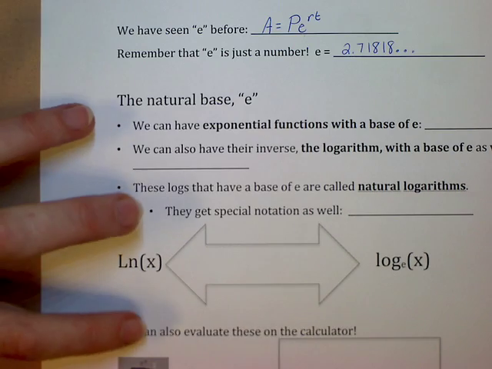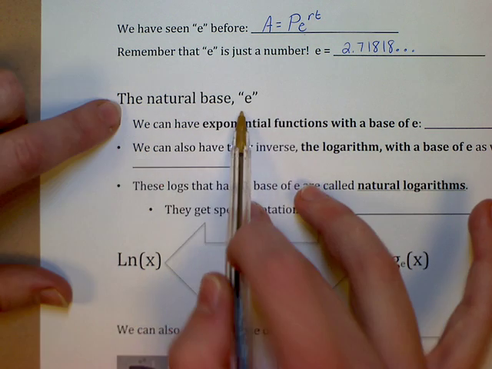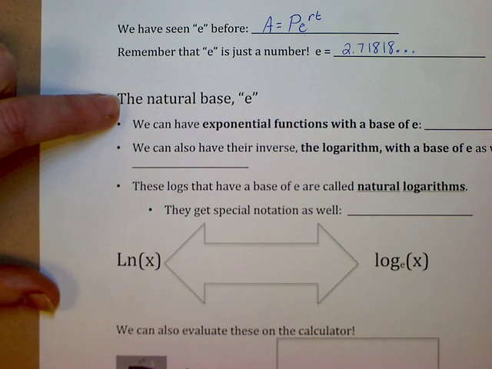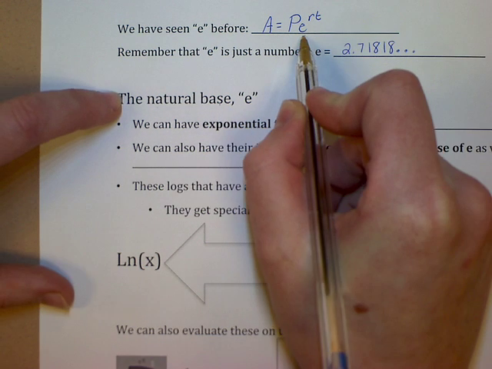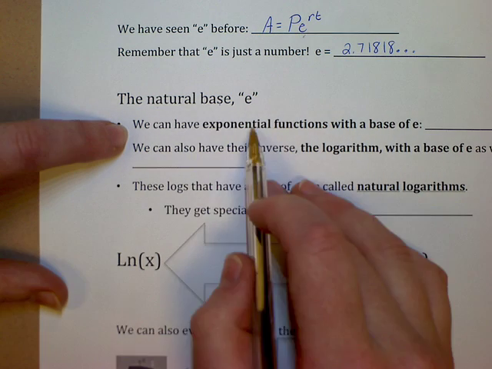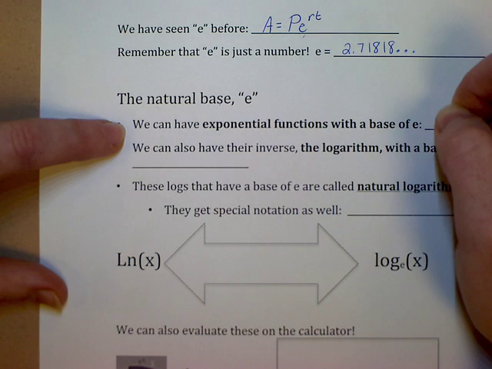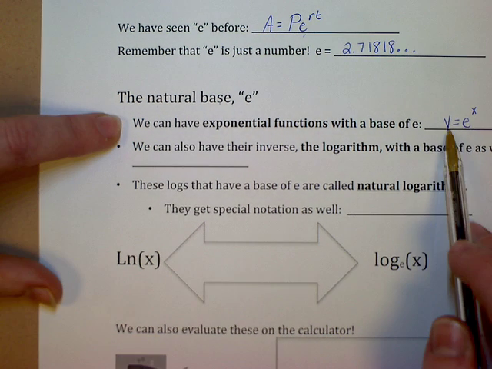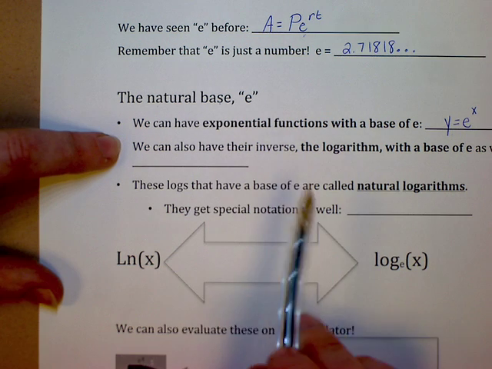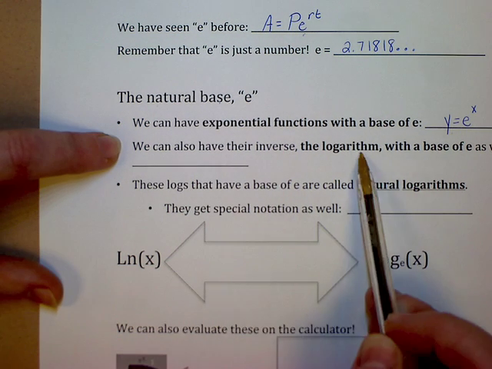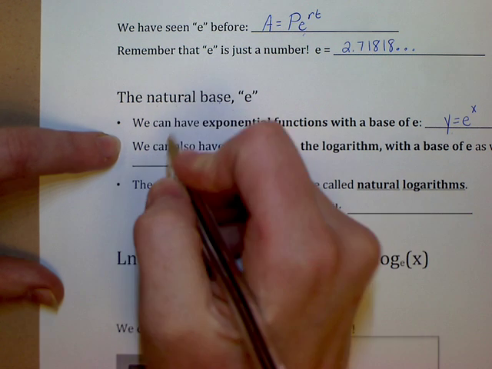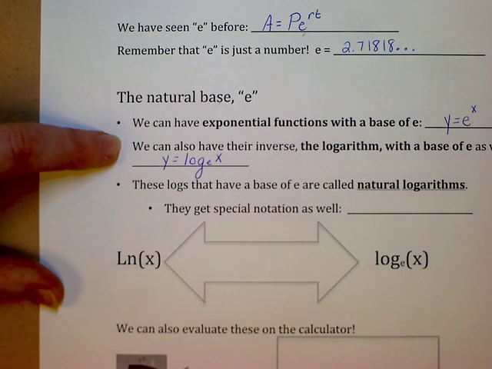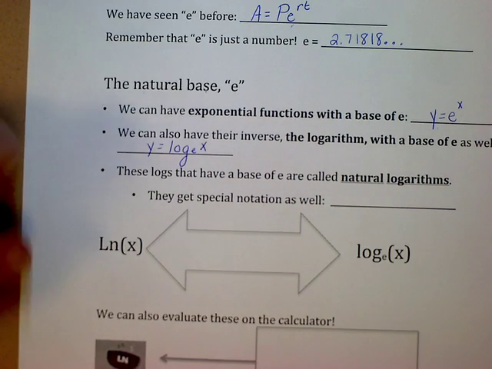So this e, when we use it in an exponential function, we refer to it as the natural base. So we can use e as a base just like we did in this equation with PERT up here. So we can have exponential functions that have a base of e. But if we can have an exponential function that has a base of e, like y equals e to the x, we can also have their inverse, the logarithm, with a base of e as well. And you might think that that would look like this, log base e of x.